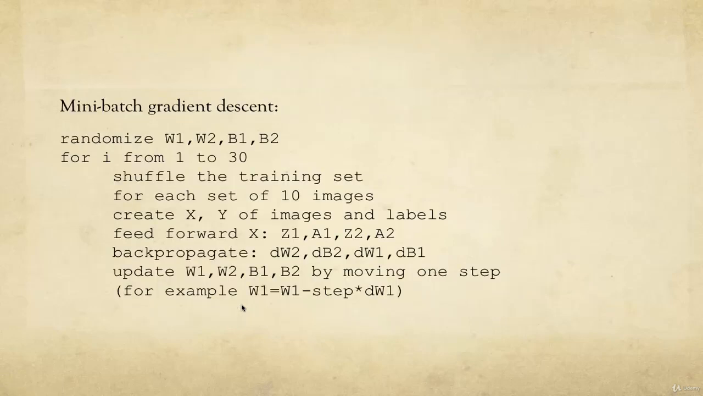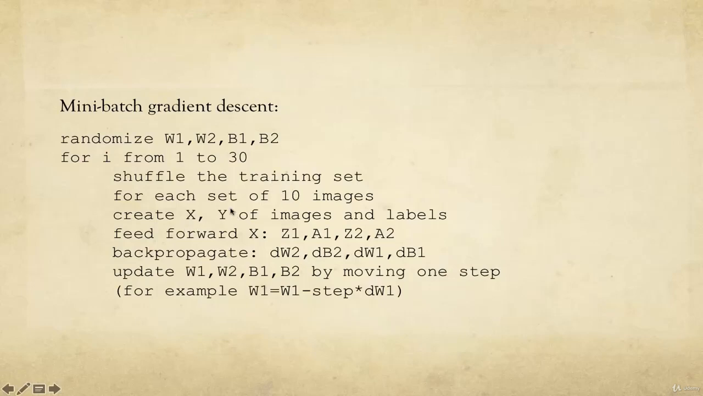So here's the pseudocode for this algorithm. First we're going to randomize W1, W2, B1, B2. Then we're going to do a for loop. This is the outer for loop from 1 to 30 because we're going to look through the data set 30 times. Then inside the loop, we're going to shuffle the training data. So take the 50,000 images and shuffle them. And then we pick the first 10 images. Again, this is shuffled, so this is randomized.